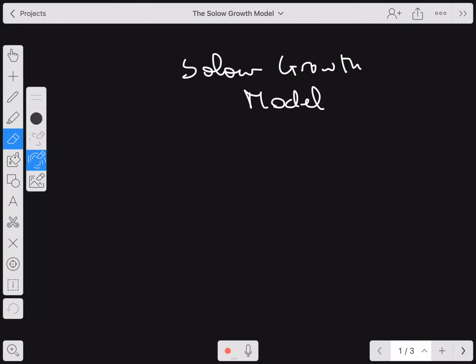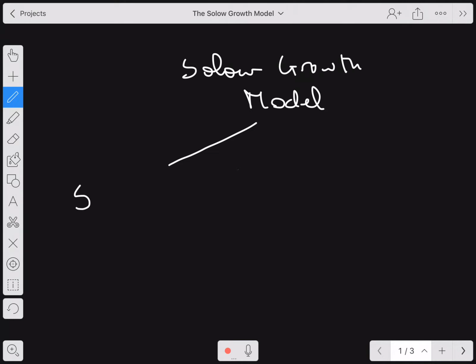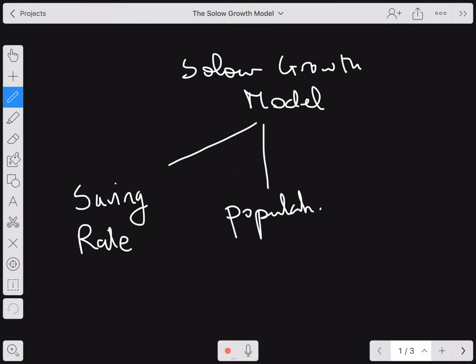The Solow Growth Model explains growth in an economy as being a function of three important factors. Factor number one is the amount of savings in the economy, or you can call it the saving rate, because it's a certain percent of your income. The second factor is population growth, which is another factor affecting the economy's growth over the long run. And the third factor is technological change.